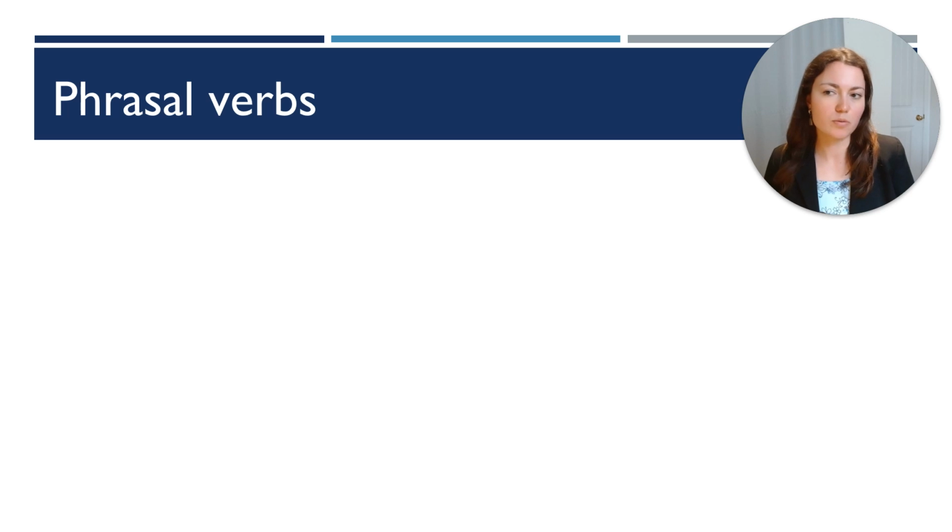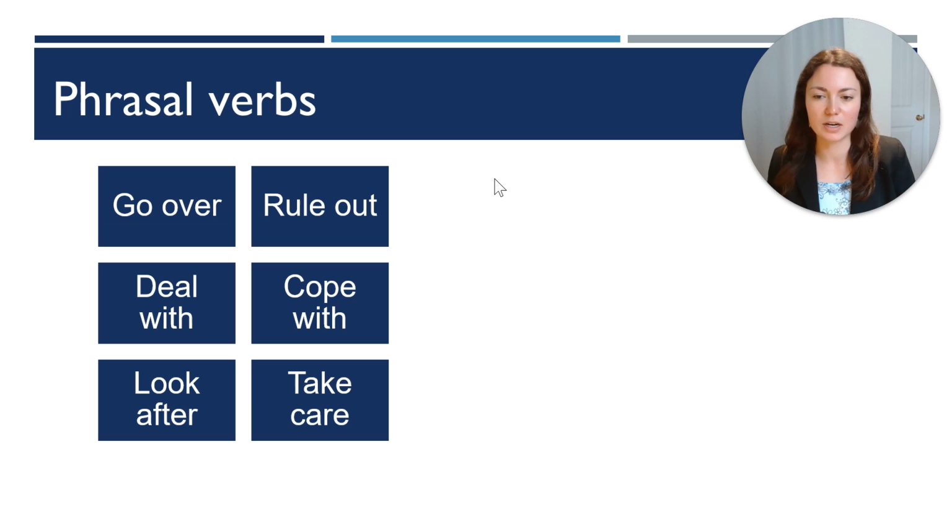Okay, so phrasal verbs, there's lots of them in English. Some of them you will see are more common in the OET role play scenario, so I've put a few of those here. For example, we have go over, rule out, deal with, cope with, look after, and take care. What's important with phrasal verbs is making sure that the preposition that you choose is the right preposition after it, and also knowing how to use it.